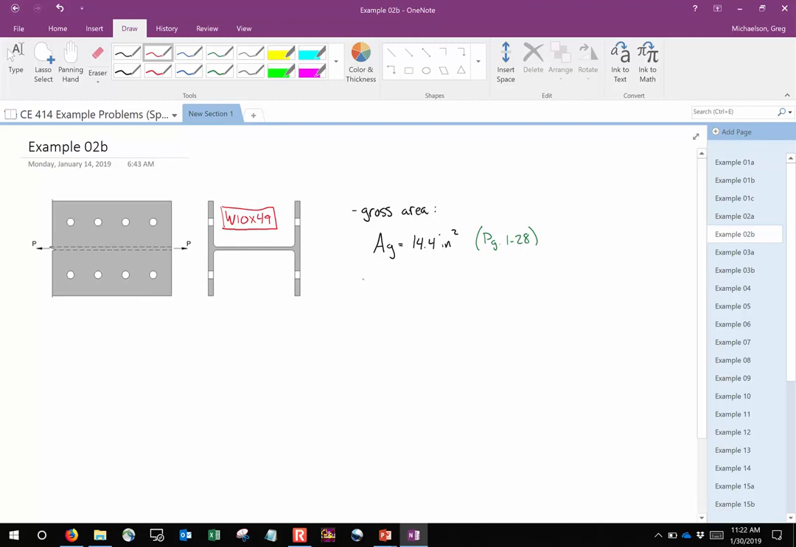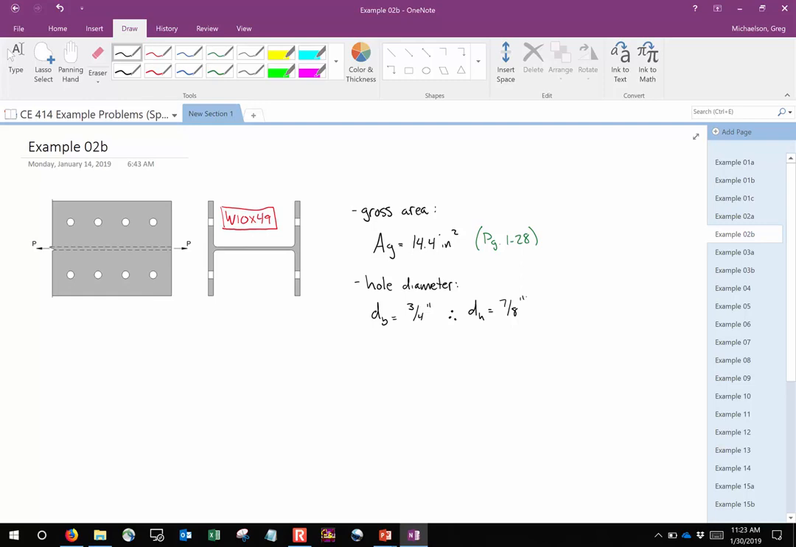All right, so we have that. We have the hole diameter. Now remember, for this problem, the bolt diameter is still 3/4 of an inch. So therefore, the hole diameter is 7/8. All right. Now, for the net area, let's take a look at this section. How many holes are we going to subtract? 4. Is everybody okay with that?